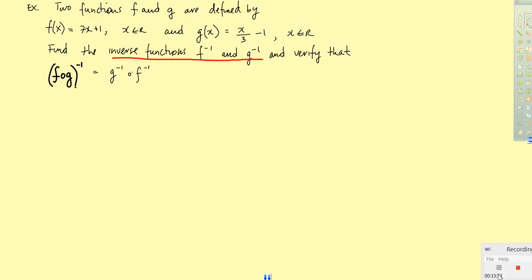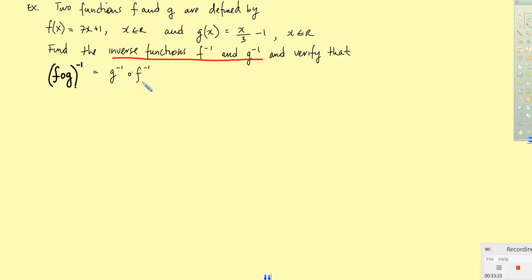Now, the very last thing I want to do is just go over one question. I don't think I'm going to insert any questions on this video because it's 33 minutes long. So let's just do one more question. It says two functions f and g are defined by f of x equals 7x plus 1, where x is an element of R, and g of x is equal to x over 3 minus 1, where x is an element of R. So there's my domain. It says, find the inverse functions f inverse of x and g inverse, and verify that (f of g) inverse is the same thing as g inverse of f inverse.